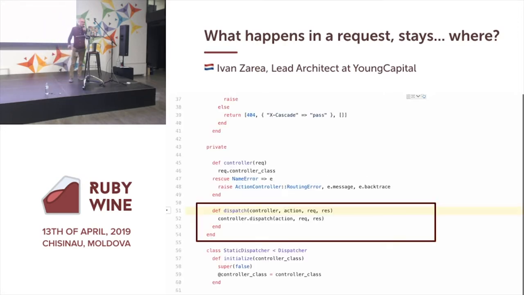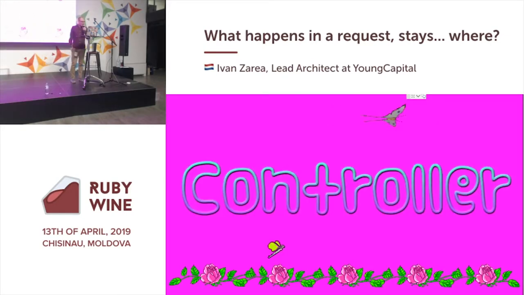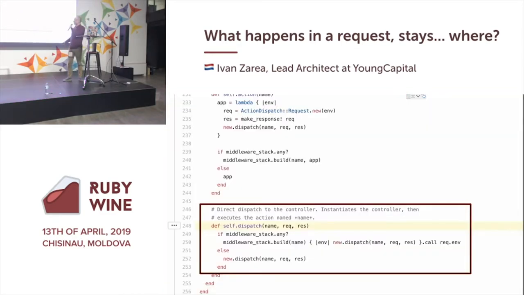Cool, so now the request has been mapped to a route. The router middleware found the controller, and what it does next is it dispatches the action to the controller. If we look at the code of the dispatch method, we're in controller land now. It instantiates the controller, then executes the action named name.